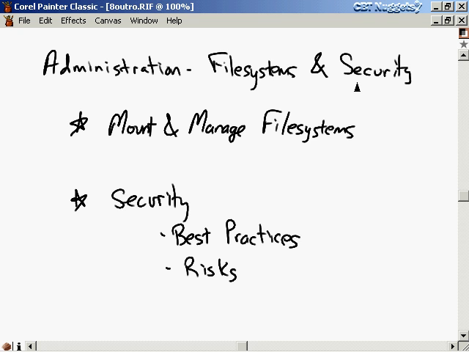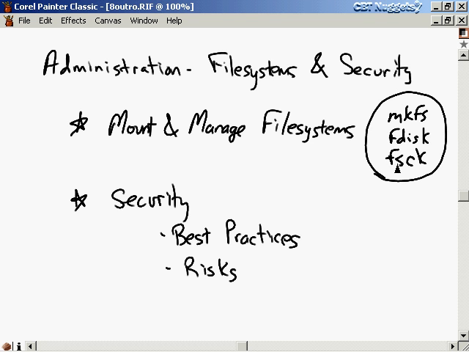Let's wrap up this nugget with a review of what we talked about. We talked all about the administration of file systems and security in Linux. First, we talked about mounting and managing file systems and partitions and devices on your system. And to do that, we learned the commands mkfs to make a file system or format a disk. Then we talked about the fdisk command and the fsck command. And don't forget, all three of these commands can be really dangerous and wipe out data on your disk. So be sure you know exactly what you're doing before you use those. Then we talked about the mount and unmount commands, and then we talked about the df and du commands to examine how much space was used in your file systems and on your disks.